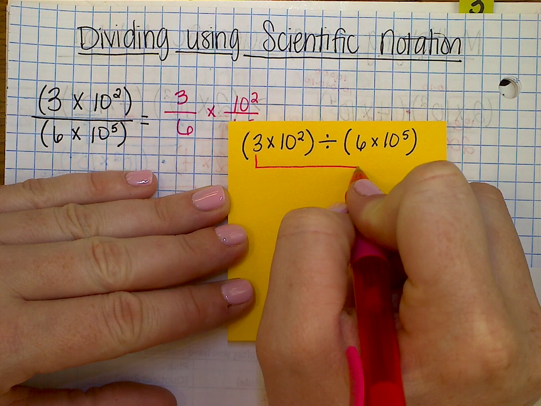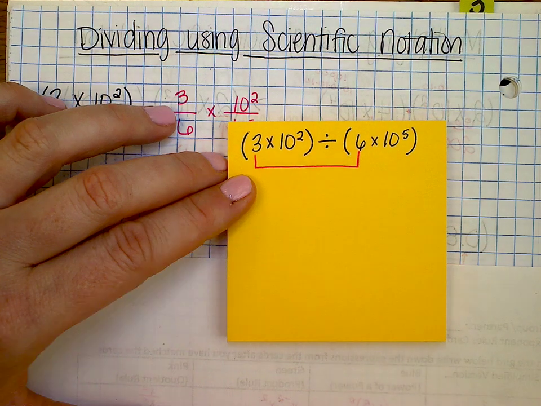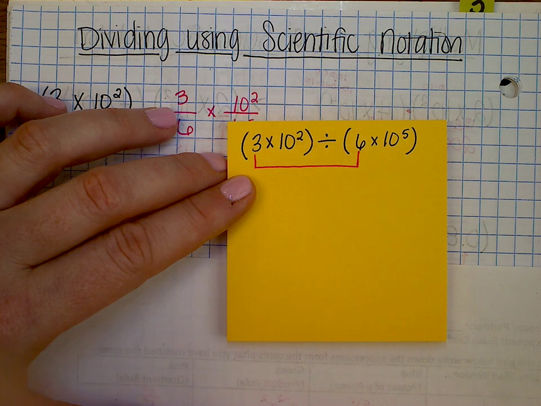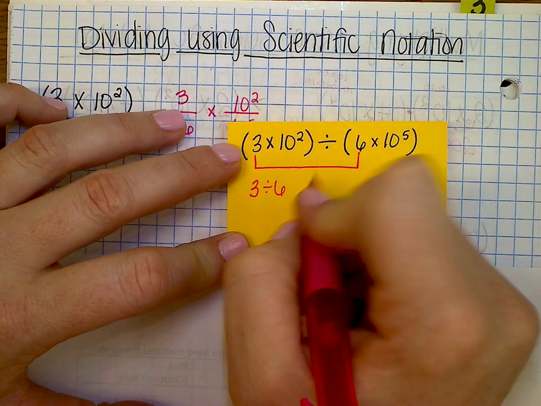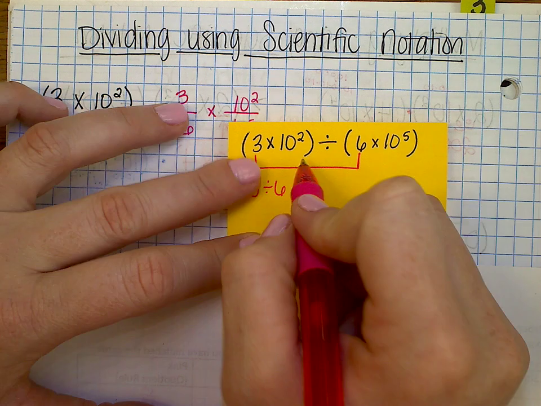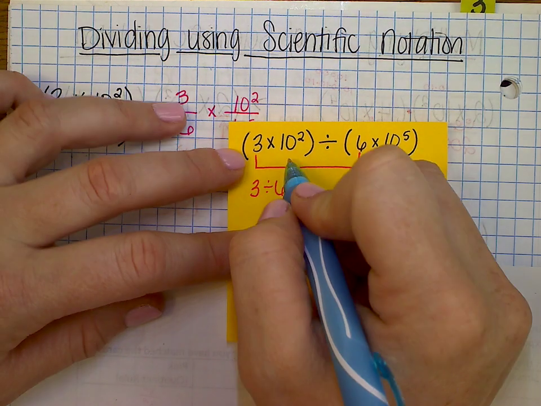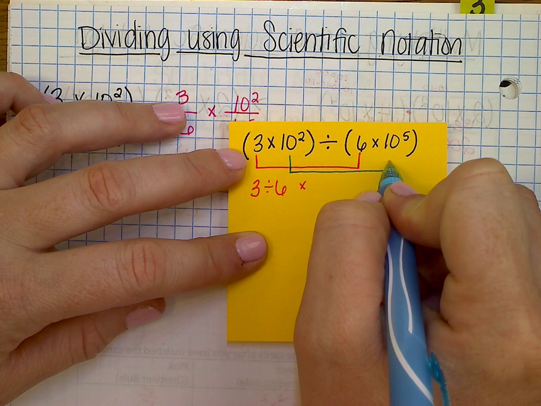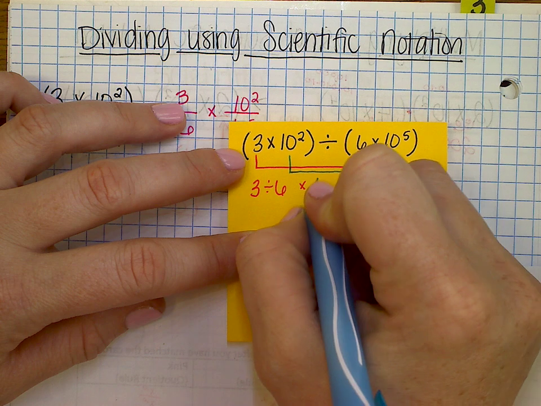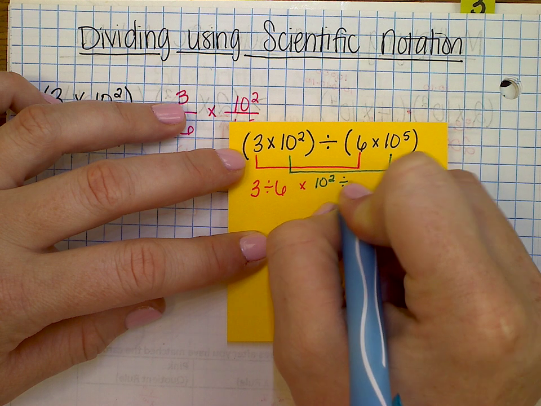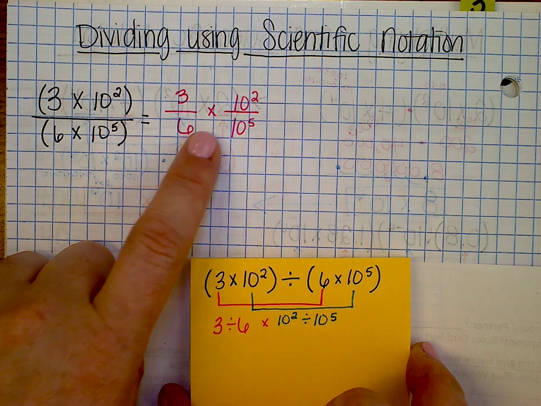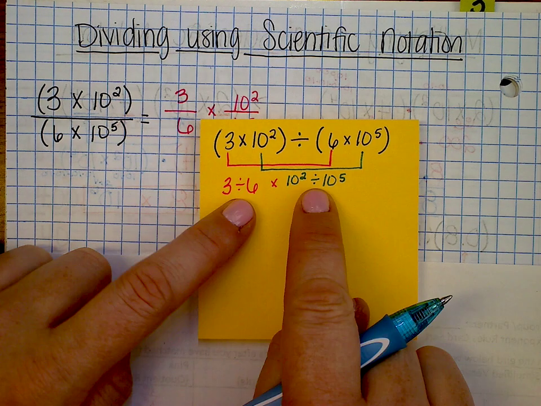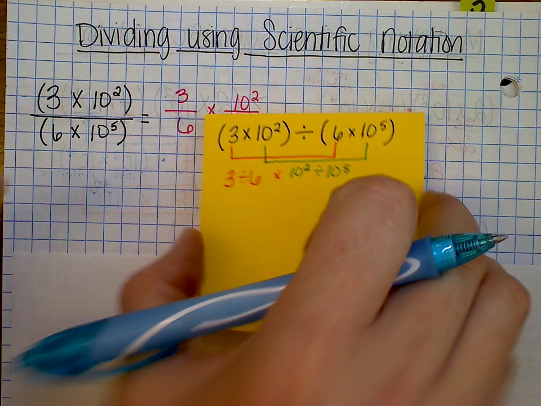So the only thing is that remember it would have to be 3 divided by 6 times, and then it would be 10 squared divided by 10 to the 5th. I personally like writing it like this so that I don't forget to have the division there.